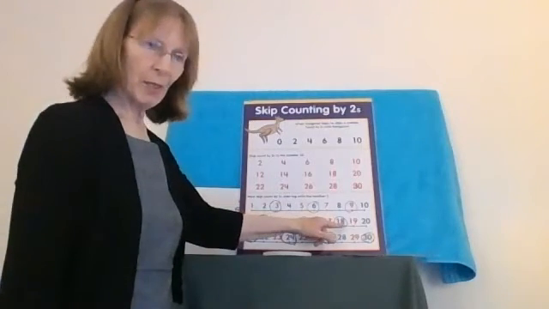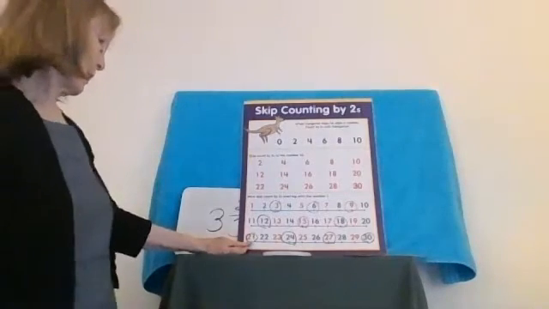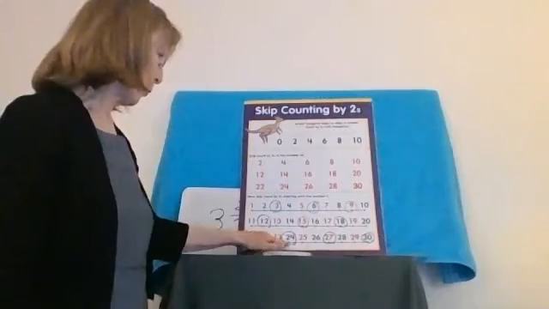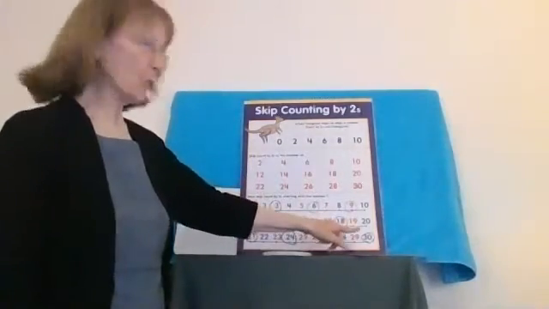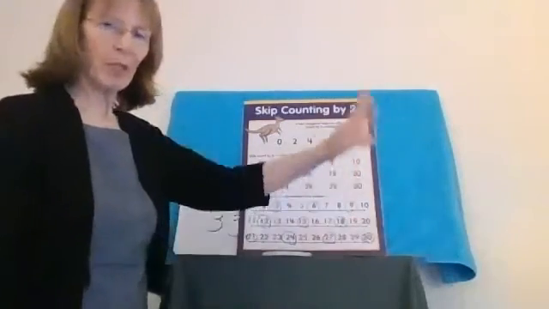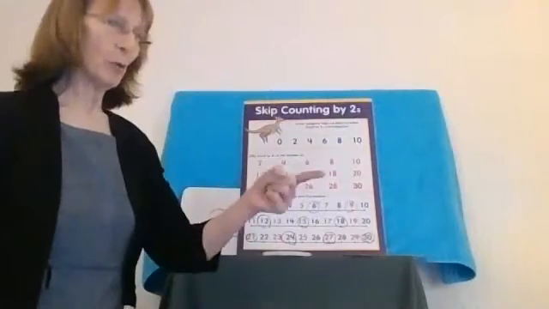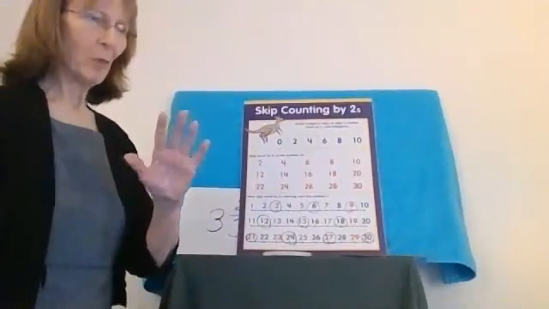3 times 6, 18. 3 times 7, 21. 3 times 8, 24. 3 times 9, 27. And we know 3 times 10 equals 30 because we know our tens. I hope we know our tens. We know our twos, do you? We know our fives. We know our tens.